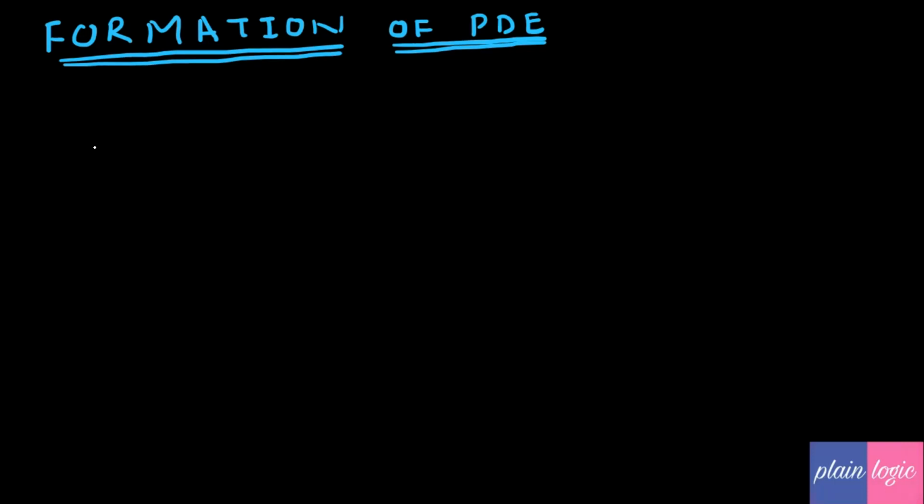There are two methods. The first method is eliminating arbitrary constants. And the second method is eliminating arbitrary function.